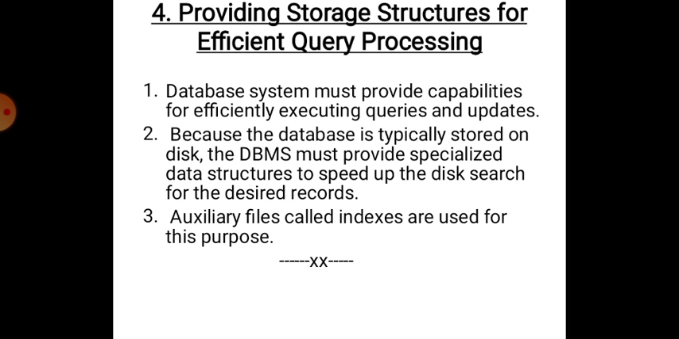We'll consider this. The database system must provide capabilities for efficiently executing queries and updates. Because the database is typically stored on disk, the DBMS must provide specialized data structures to speed up the disk search for the desired records. Auxiliary files called indexes are used for this purpose.